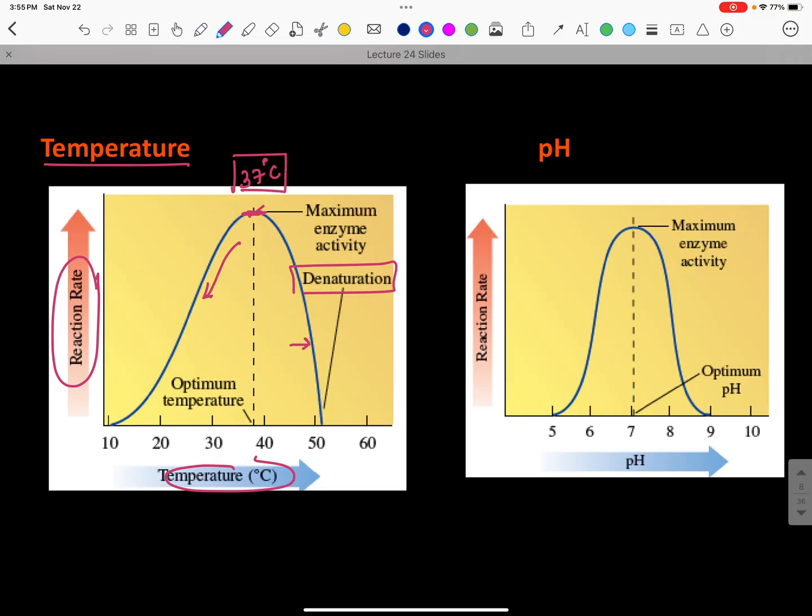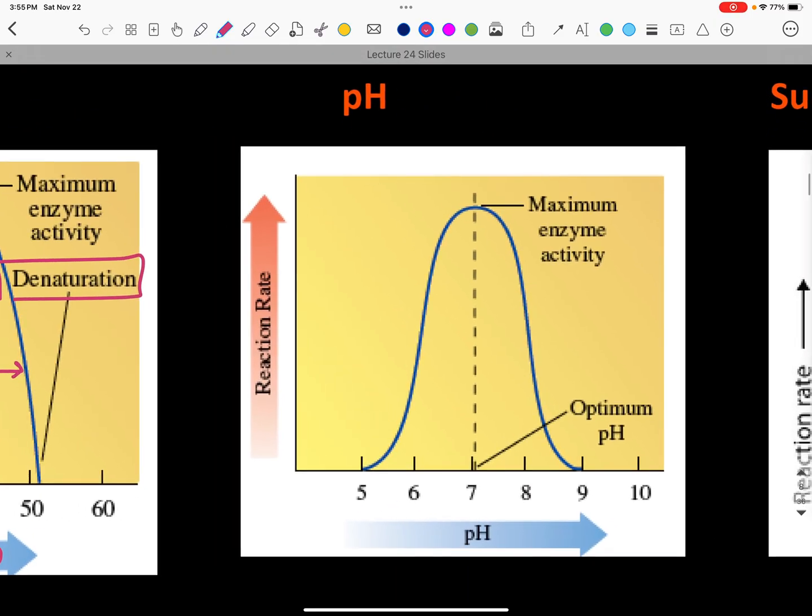Now the pH is also very similar. If you are plotting the activity of the enzyme on the y-axis against pH, you can see that there is an optimal pH, somewhere around 7 in this case. The enzyme activity is maximum at this pH. And if you go on either side, the enzyme activity drops, again, pretty drastically. It's a very narrow window that we are seeing here. So the enzyme activity drops drastically by the time you reach 1 pH unit on either side, right there.